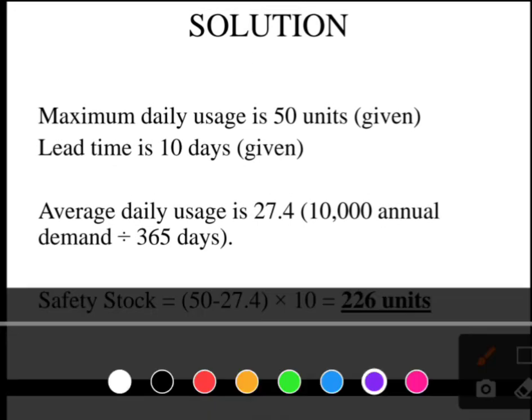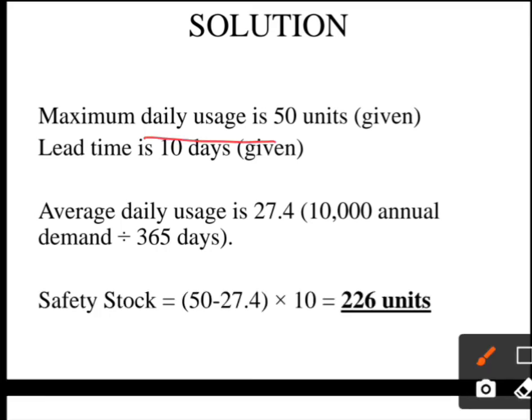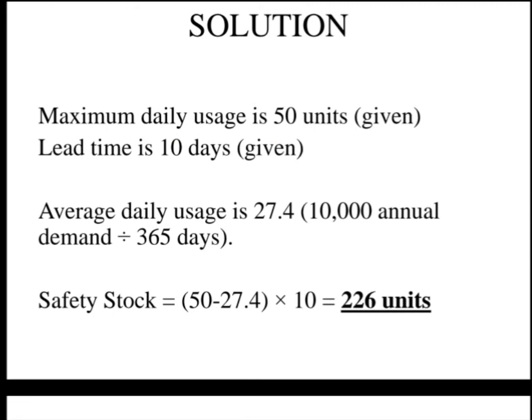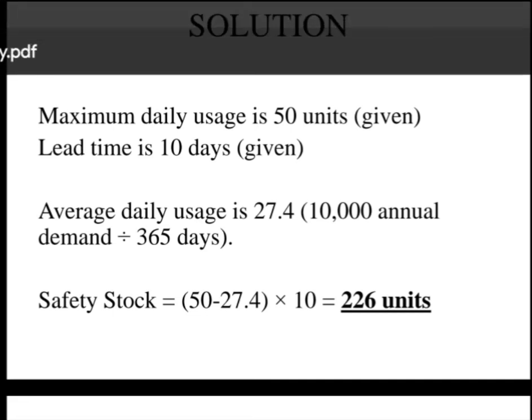You can see the maximum daily usage is given, and lead time is on a daily basis. So if we take the demand on an annual basis, we cannot calculate. So this annual demand has to be divided by 365 days. Okay, and how will we calculate the safety stock? So maximum daily usage minus the average daily usage, into lead time.